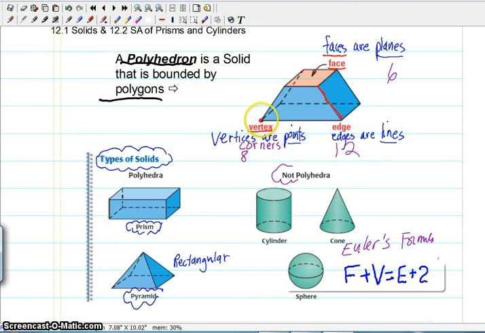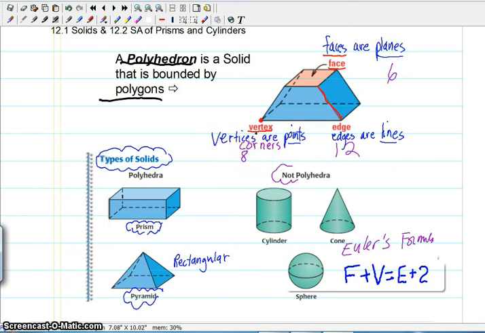So that's a point where on this polyhedron 3 faces are intersecting. Okay? So we also call them the corners, and there are 8 of those. Plural for vertex is vertices.